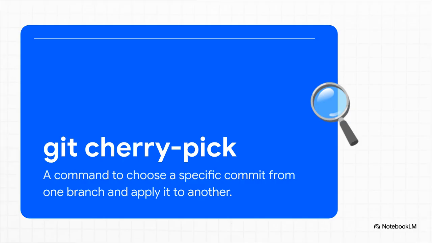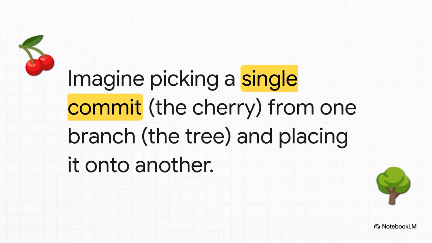What is this thing? At its heart, Git cherry pick is a command that gives you surgical control. It lets you reach into any branch in your repository, find that one single commit you care about, and apply its changes right onto the branch you're currently on. The name, honestly, is the perfect way to think about it. Just imagine your project's history is this big tree with all these different branches growing out. Cherry picking is you reaching over to one of those branches, finding the one perfect ripe cherry, that's your commit, and carefully placing it right onto a different branch.